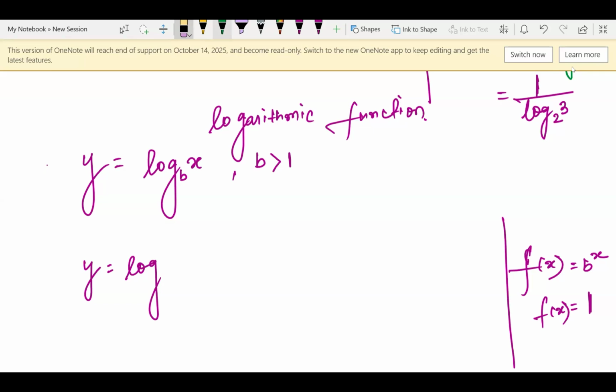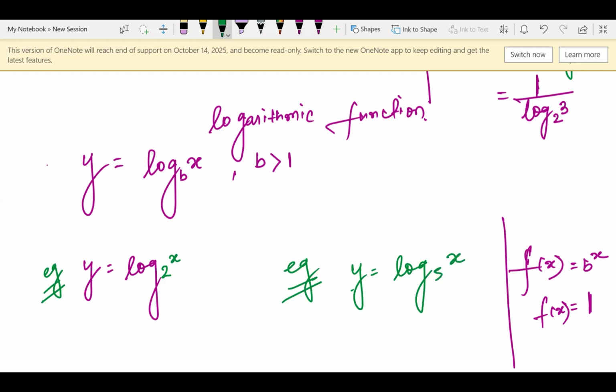So any function which looks like y equals log x base b, where b needs to be bigger than 1, is called a logarithmic function. For example, you can take log base 2 of x. This is one example of a logarithmic function. Another example you can create by yourself: y equals log x base 5.